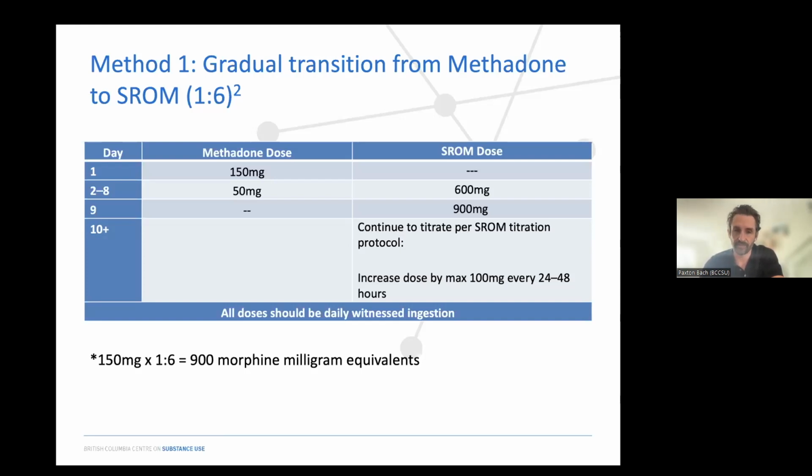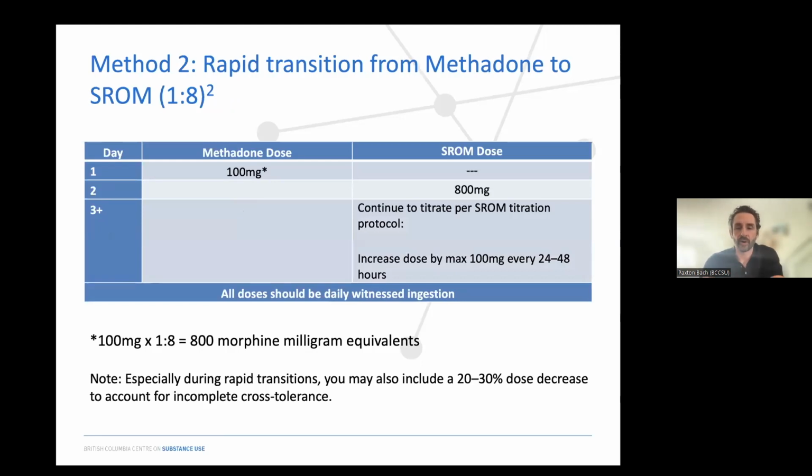On day 9, we can drop the remaining 50 milligrams of methadone, add 300 more milligrams of morphine, and then day 10 plus will be on 900 milligrams of morphine, and we can continue to titrate by about 100 milligrams every 24 to 48 hours as needed to achieve that therapeutic dose. So this would be, again, an option that I might consider in somebody who I had a relationship with, who I knew was coming back consistently over the weeks, wasn't missing doses, didn't have other significant comorbidities, and wasn't using on top, was on quite a stable dose.